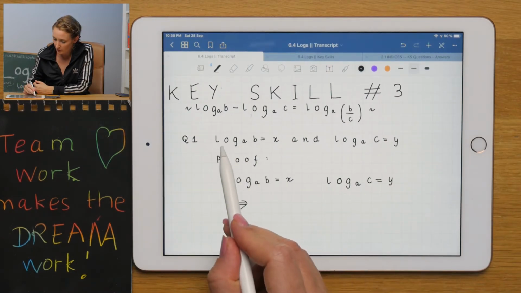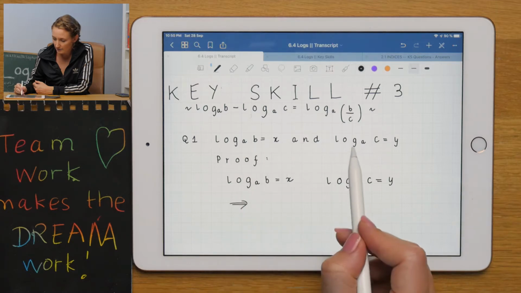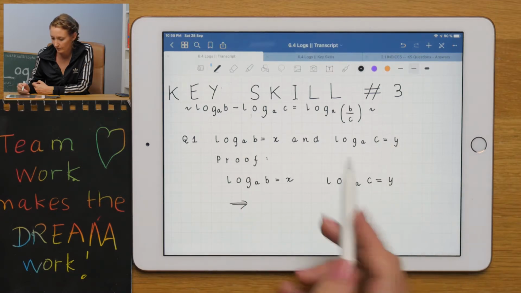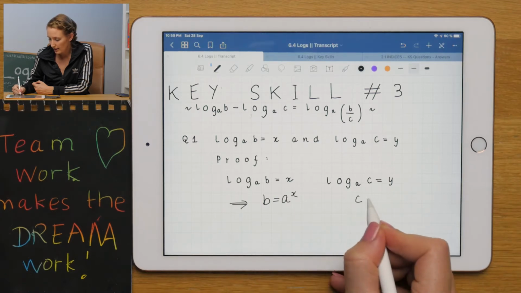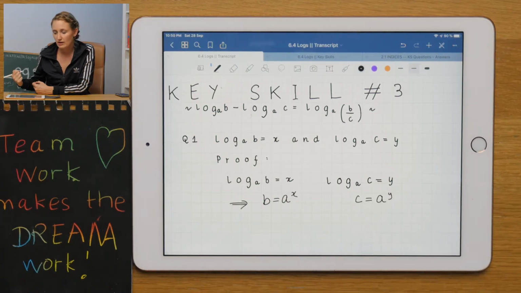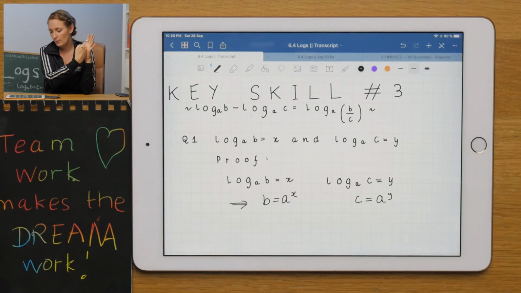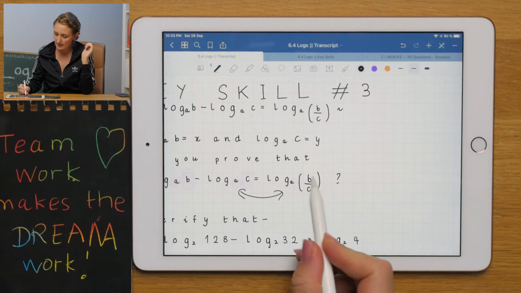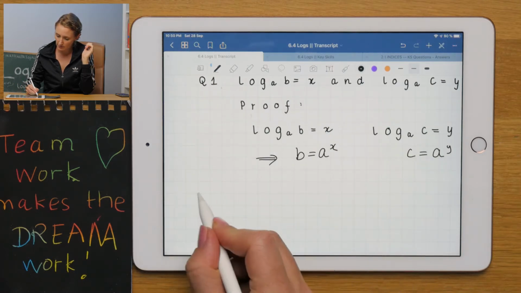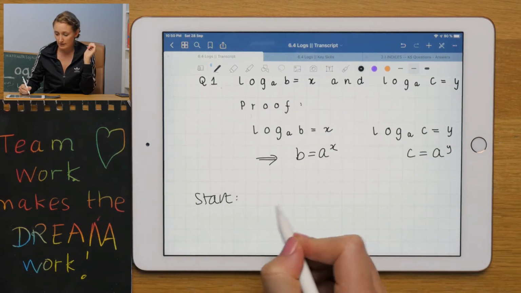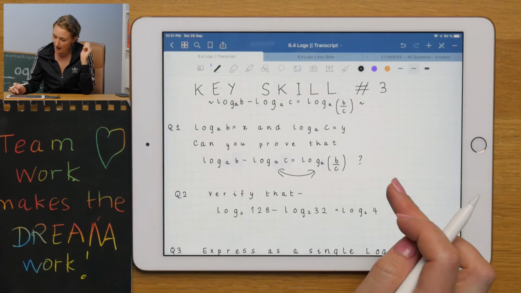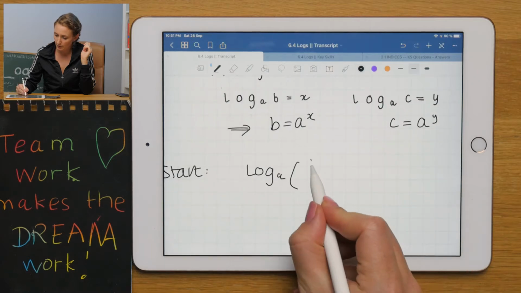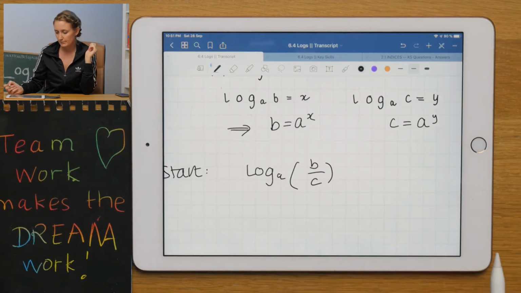We've been told these two things, log A B equals X and log A C equals Y. So we know that B equals A to the X and C equals A to the Y. That's just from our punching up uppercut rule. So I'm going to start on this side here. This is where I start. It's a lot less beautiful when I'm doing this in real time. We had B over C. Okay, here we go. So B divided by C.